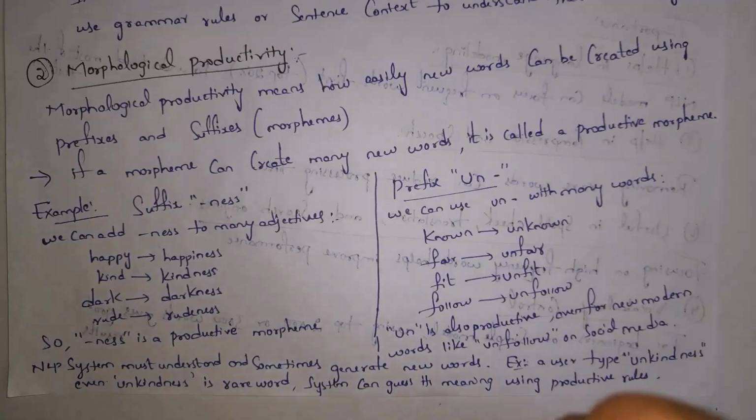So whenever we give any new word to an NLP system, then the NLP system will automatically generate new words by adding prefixes and suffixes. For example, one user will type unkindness. Even though unkindness is a very rare word, the NLP system will understand those words and understand the complete meaning using various tools. This is known as morphological productivity.